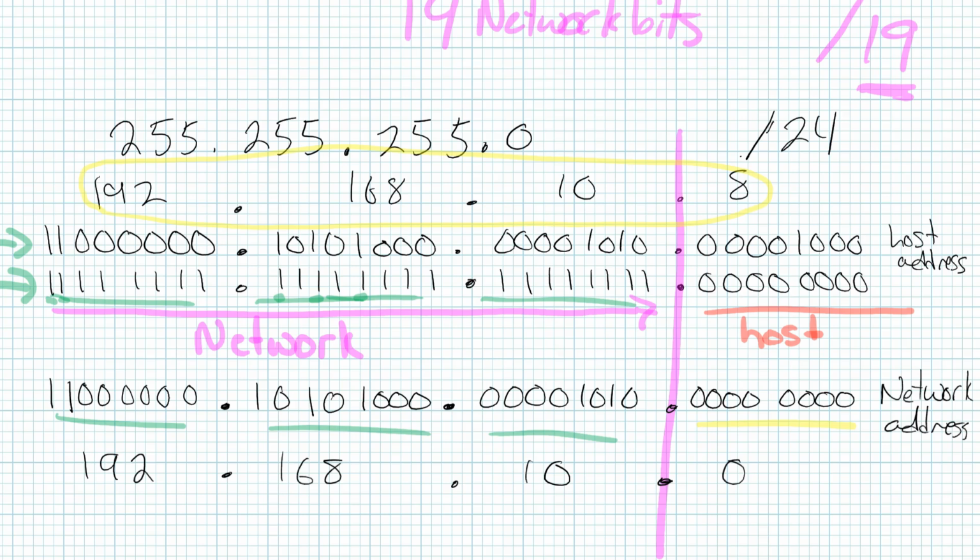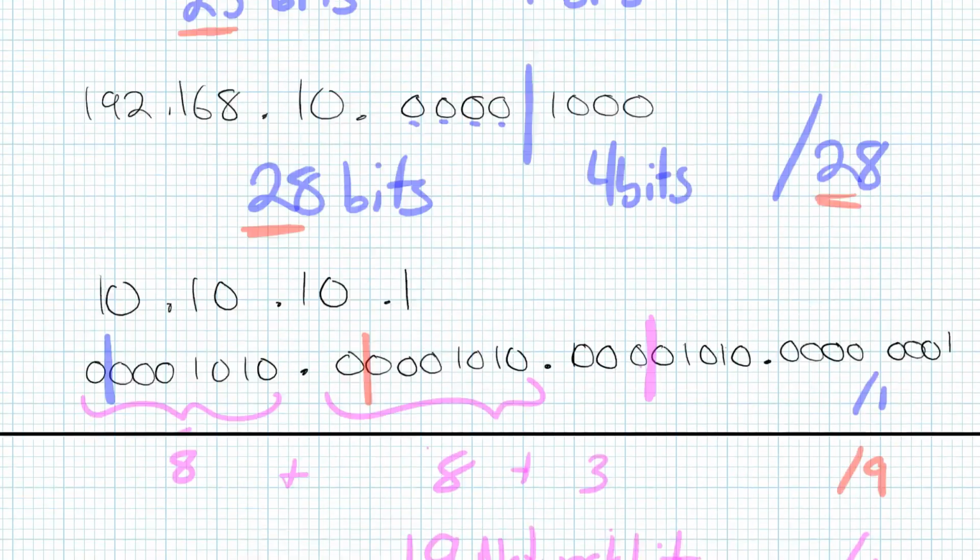Prefix notation. Let me just grab another highlighter color here. Prefix notation. So a /24, a /19, /8, /16, etc. represents how many network bits there are. A subnet mask also represents how many network bits there are because all of the ones belong to the network and all of the zeros belong to the host.